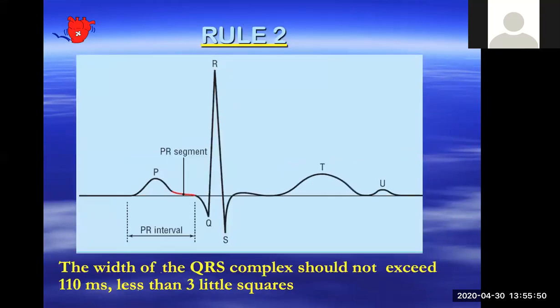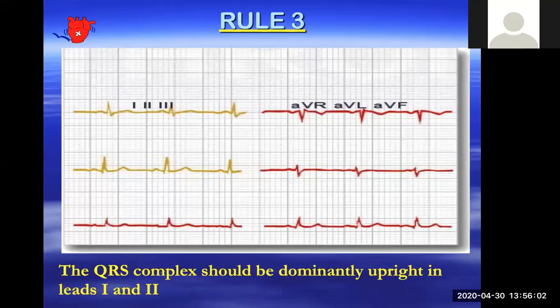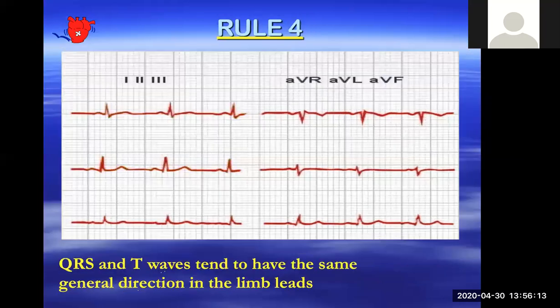Rule two, your QRS should not be more than 110 or 120. If it is wider, the QRS indicates bundle branch block. Rule three, the QRS complex should always be positive in lead one and lead two. If it's not, then there's something wrong with the ECG or there is an abnormal axis. When I say something wrong with your ECG, it means you put the leads on the wrong way. And as I mentioned before, rule four, the QRS and T waves always point the same way. So if the QRS is positive, the T wave should be positive and vice versa.